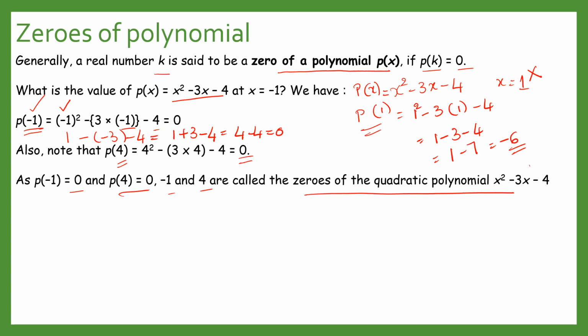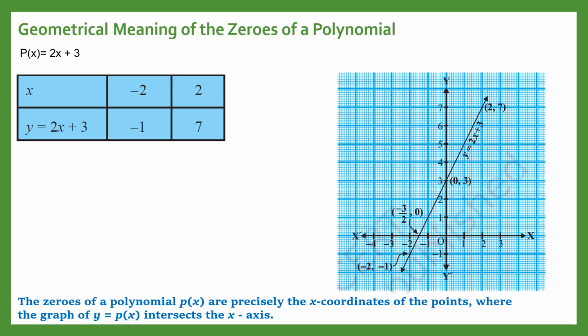As it is a quadratic polynomial, you will have two zeros. If it is a linear polynomial, degree is 1, you will have one zero. Zeros of the polynomial are nothing but the solutions. Now, let's understand the geometrical meaning of zeros of the polynomial.